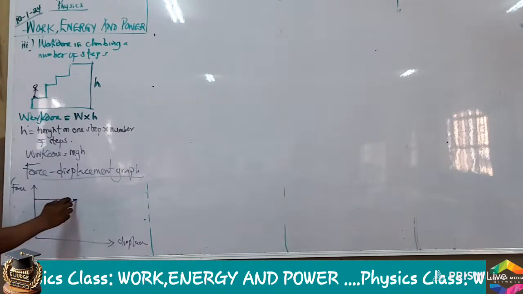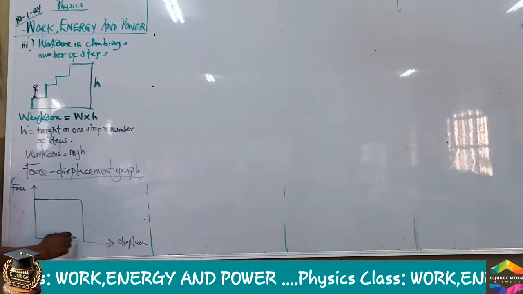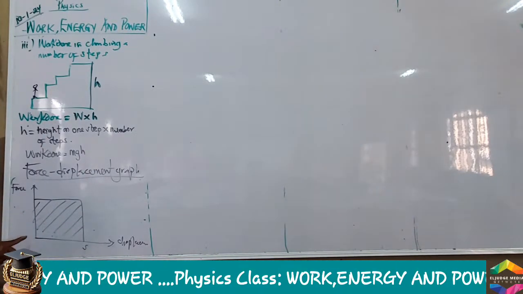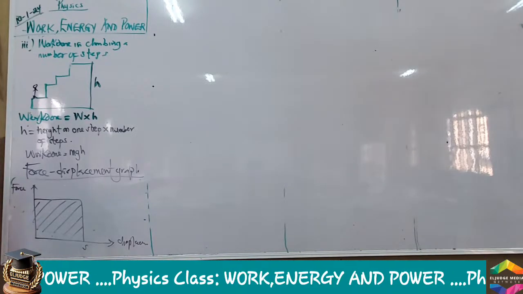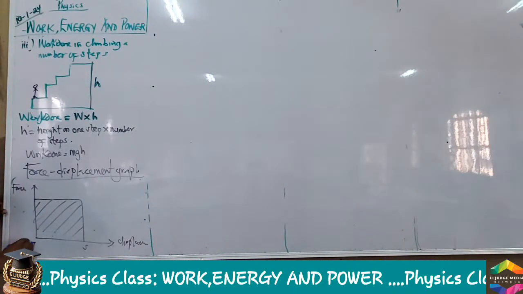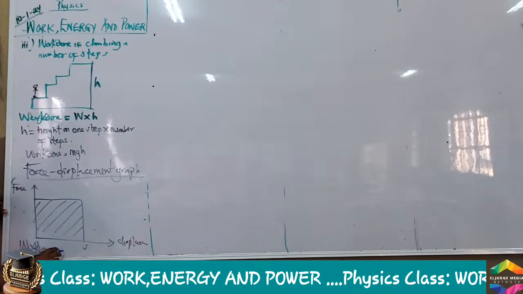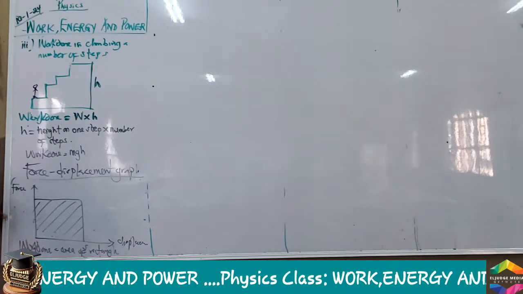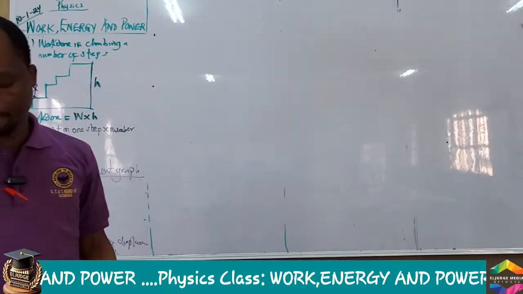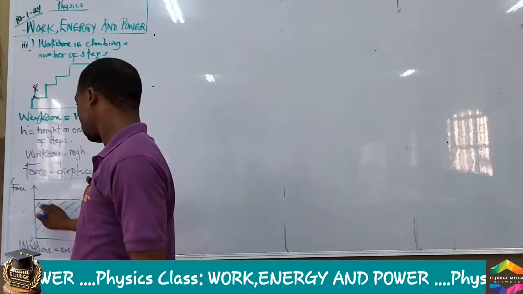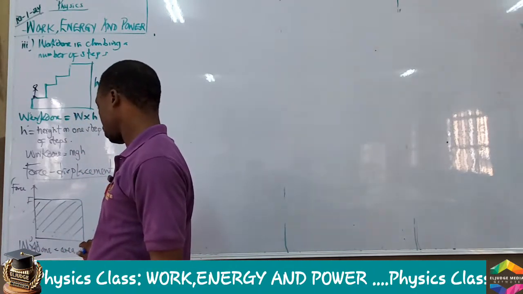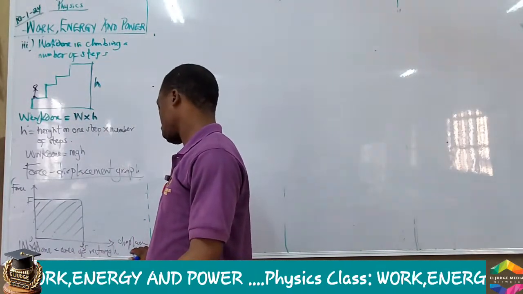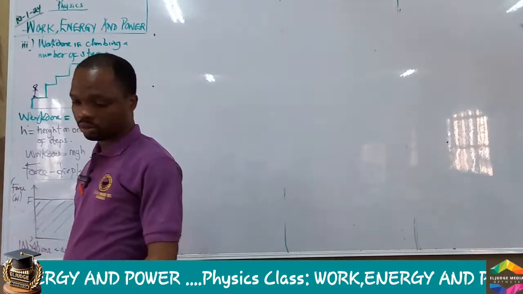So for work done, let's say this is the displacement. The area under the force displacement graph is the work done. And what's the area of this? That's the area of the rectangle. So we can say this is O, and this is our F here, and this is our distance S. So that's the distance in meters, the displacement in meters, the force in newtons.